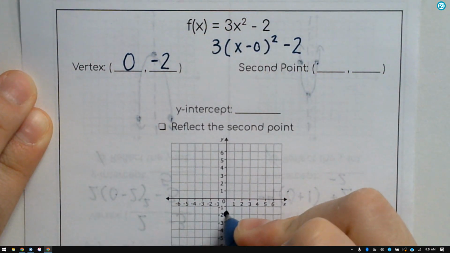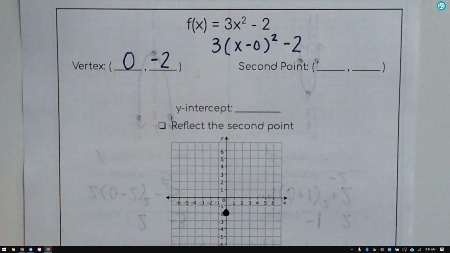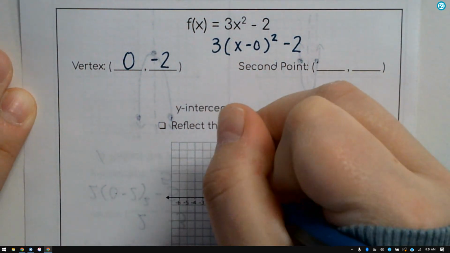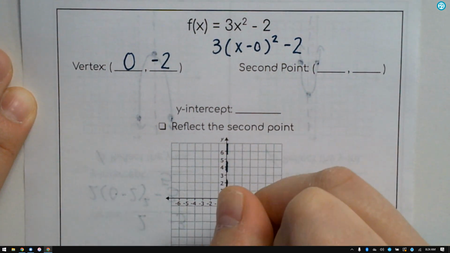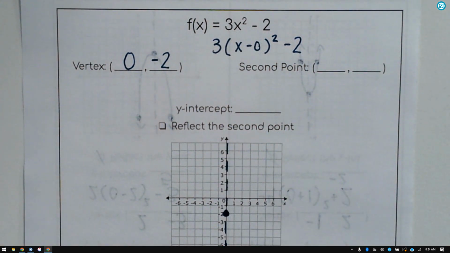Which is going to get graphed down here at 0, -2. My vertex in this problem is my y-intercept. So because of that, I can't use my y-intercept as another point because I've already used my y-intercept. So my vertex is on my y-axis. I'm going to go ahead and draw my axis of symmetry through my y-axis. I am going to need to find one more point in order to be able to graph this, and then I can reflect that point to keep things symmetrical.